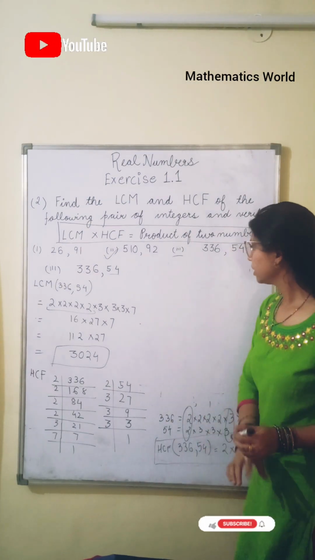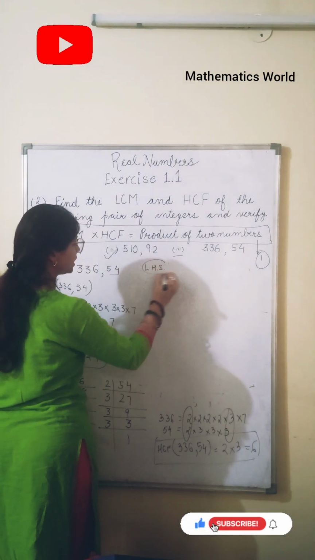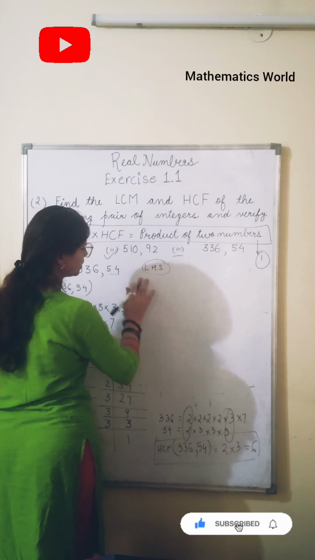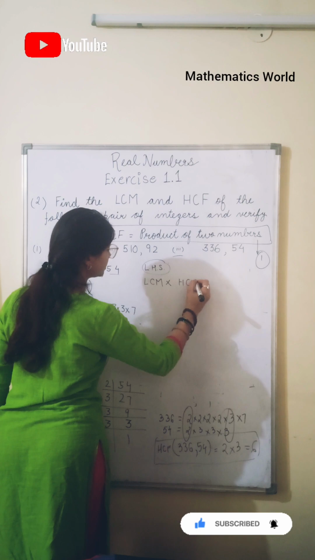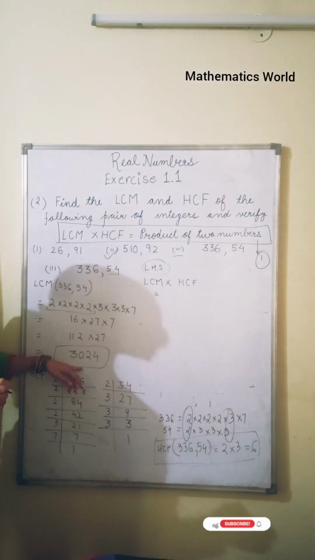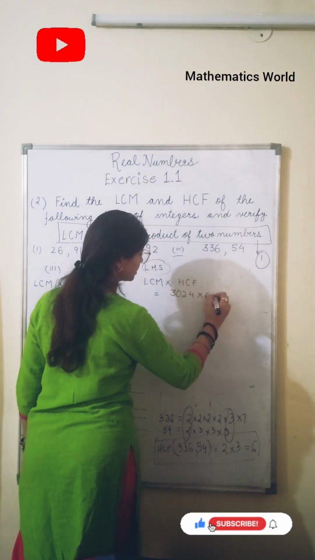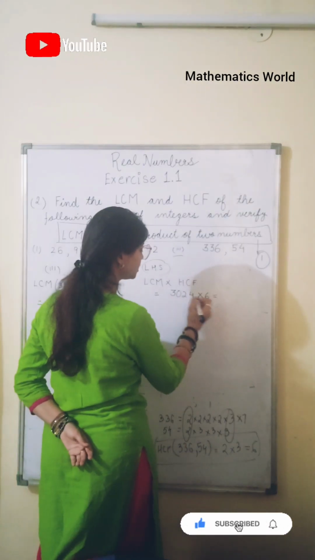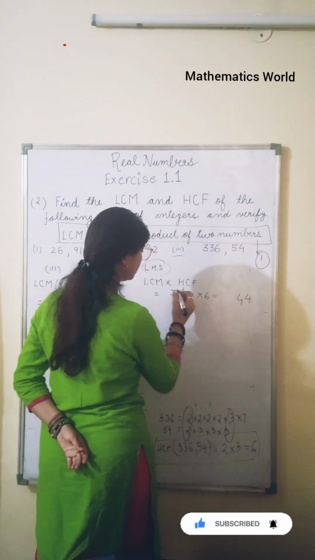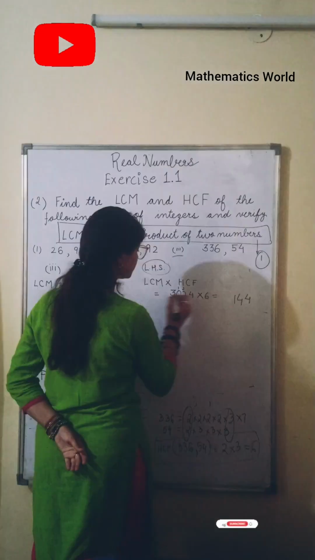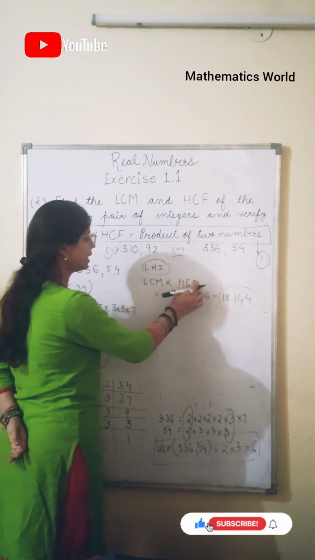Okay. So let us check the left hand side first. Left hand side says that you have to verify the product of LCM and HCF. So your LCM is 3024 and your HCF is 6. So find out its product. 6 4s are 24, 2. 6 2s are 12 plus 2, 14. 1, 6 0 0, 1. 6 3s are 18. So this is the product of both LCM and HCF.